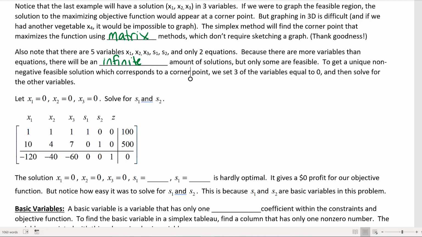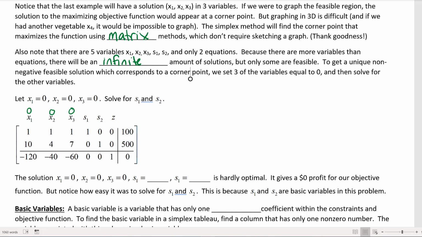So we're going to start on the corner point 0, 0, 0. So we're going to let x1 equal 0, x2 equal 0, and x3 equal 0, and then just solve for the other 2 variables, s1 and s2. So if we set x1, x2, and x3 equal to 0, when I try to rewrite the first equation, it's going to say 1 times x1, but my x1 is 0, right? So 1 times 0, well, that's just 0. There's no point in actually even writing it.